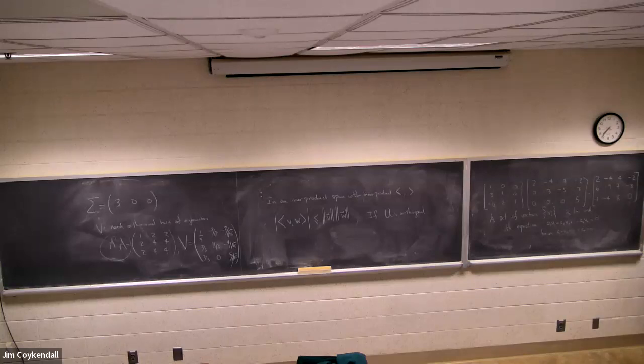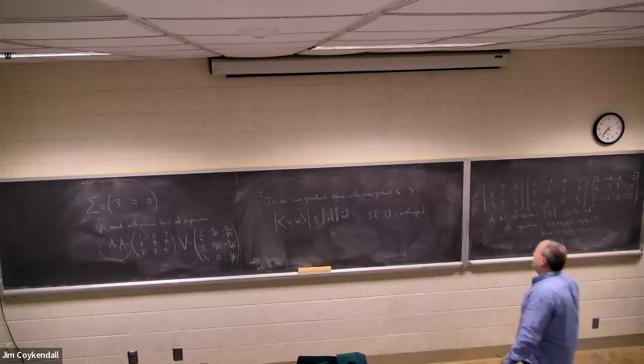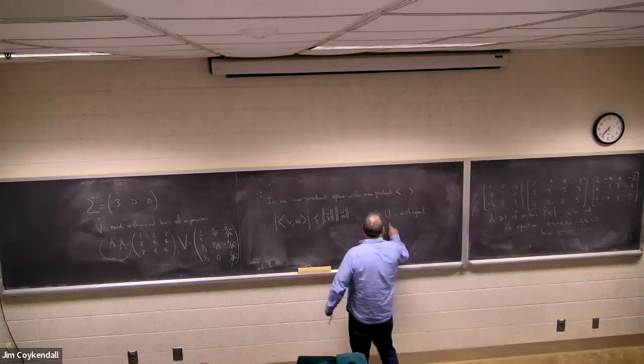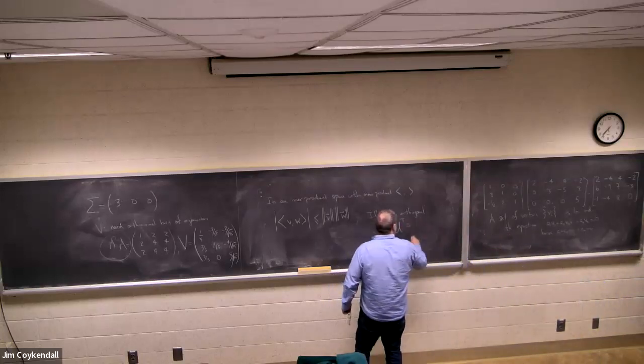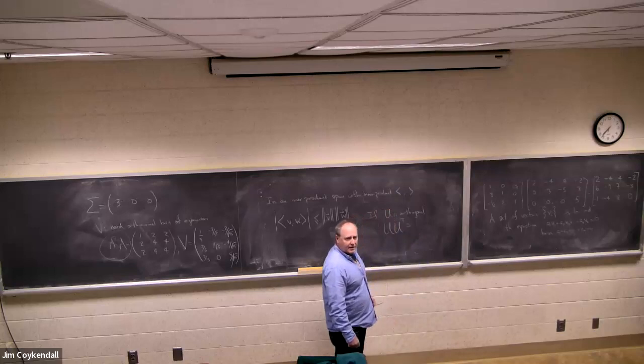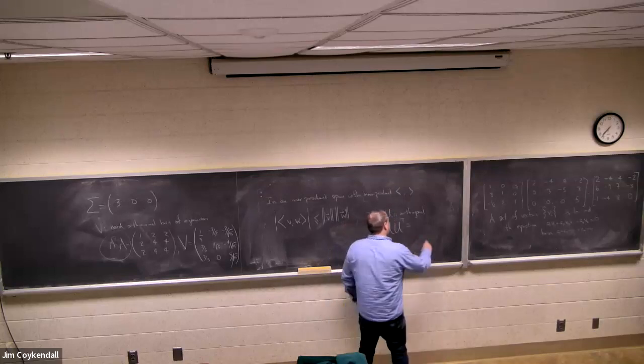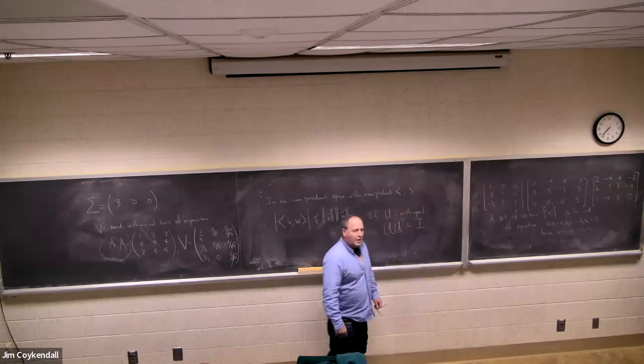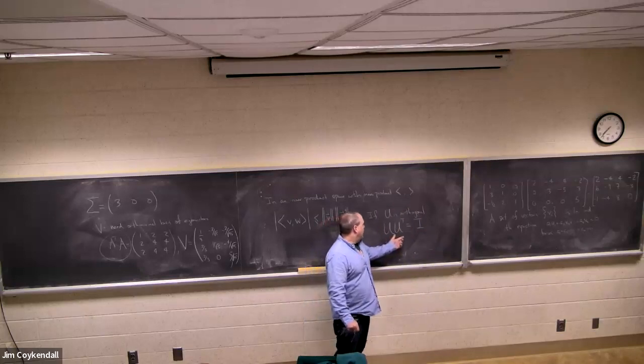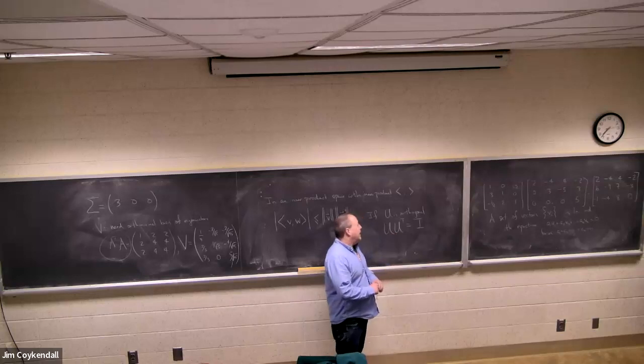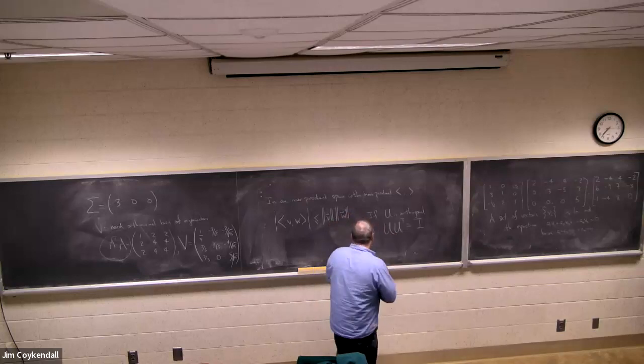Well, but there's a special shape. It has to be square. And so in this case, these are square matrices, and when you multiply this by its transpose, if you've got orthogonal, here's what happens.